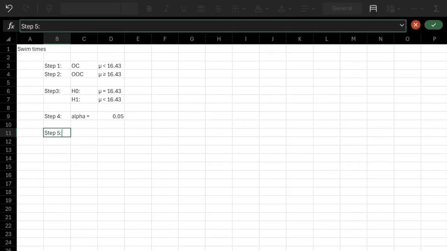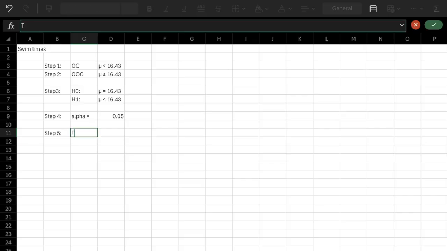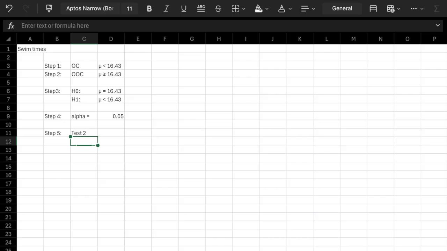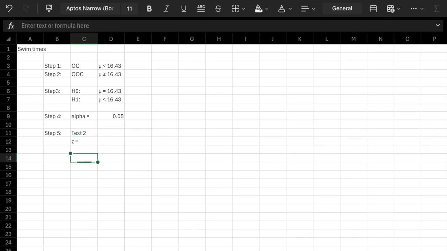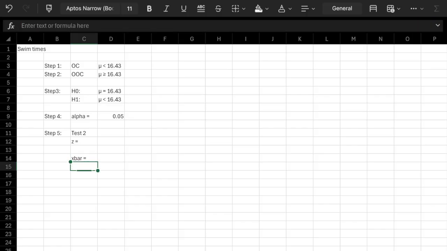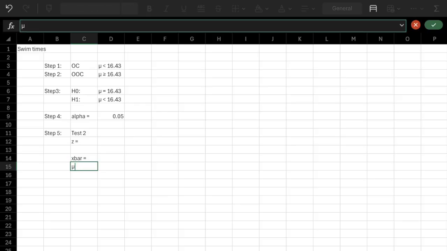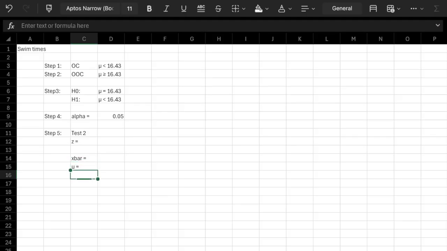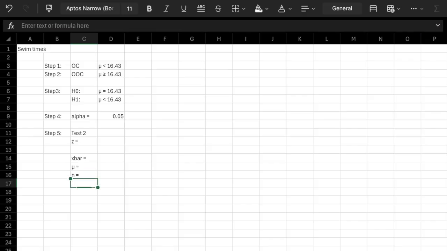All right, so here I go. I am going to do test 2. So it's going to be z equals, in the end. Now what do I need in order to get that? Well, I need my x bar, right? I need my mu. Whoops, minimize it again. I need my n. And then I think that's everything.